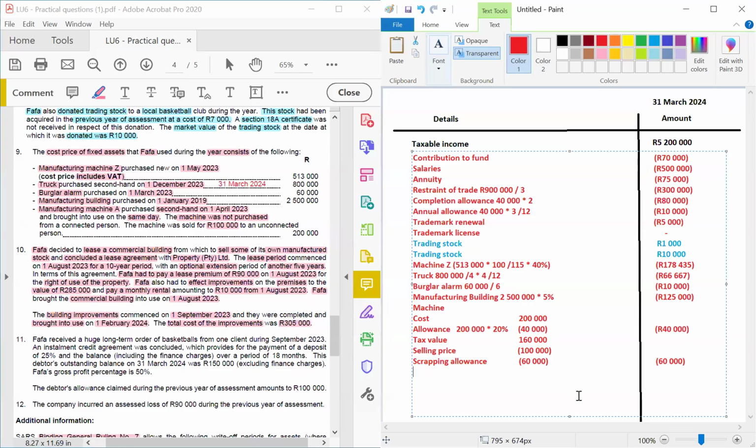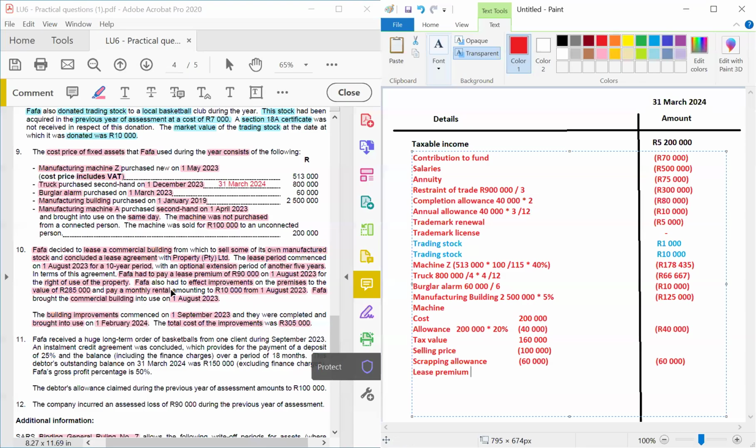Now, there are a lot of transactions in this one, right? The first one that I can see is that there is a lease improvement, and there are lease premiums. Fafa decided to lease, meaning that you are the lessee. The first and simple one is the lease premiums that you paid. Lease premiums are some form of rent. If you think of it in accounting, this is rent that you paid.